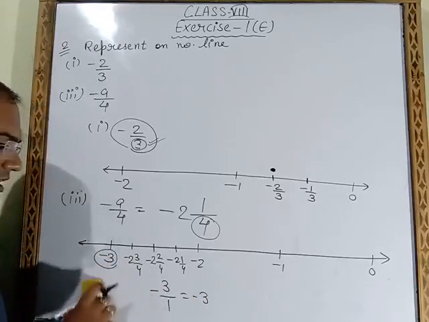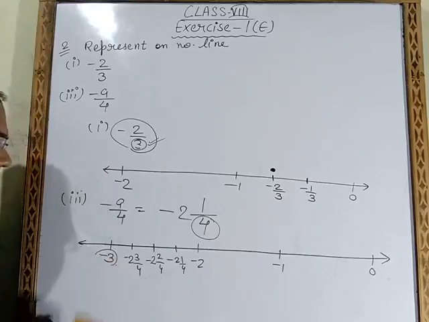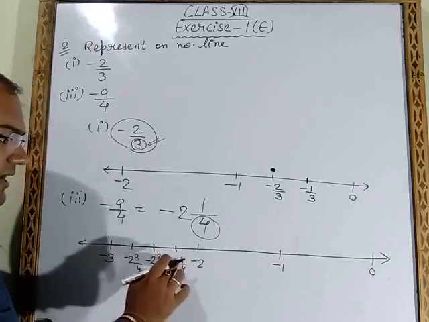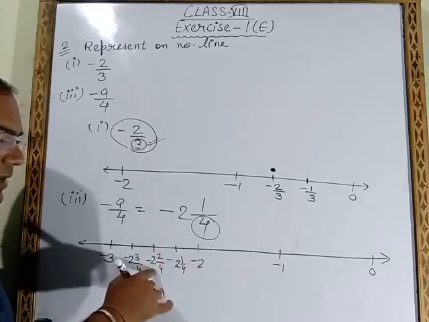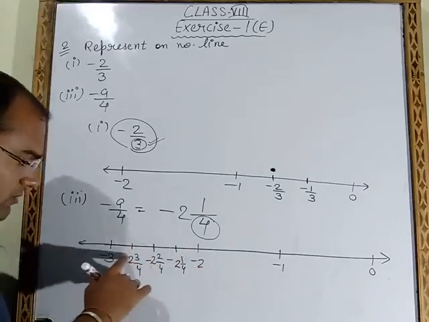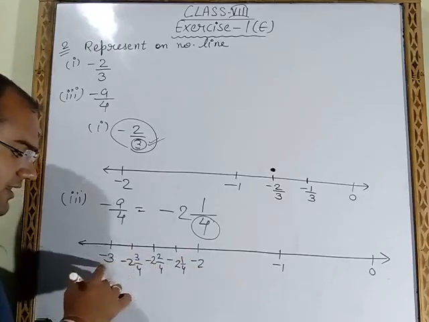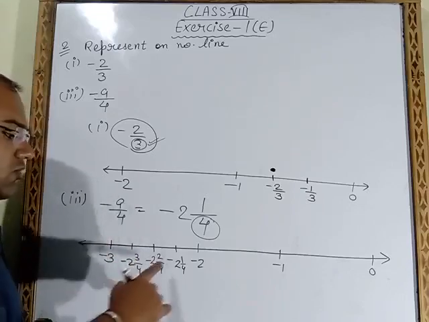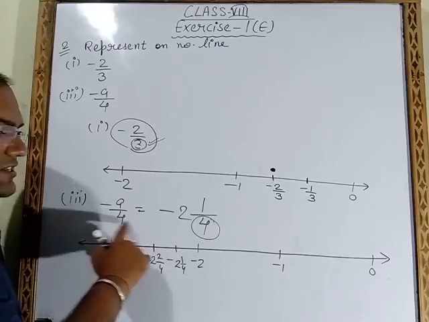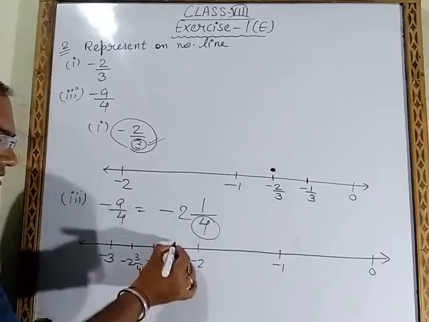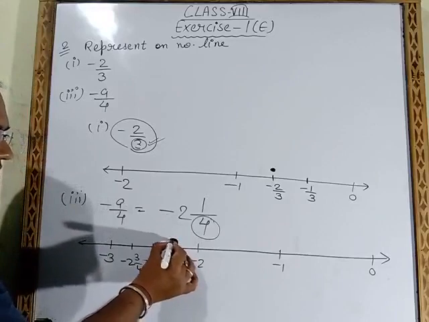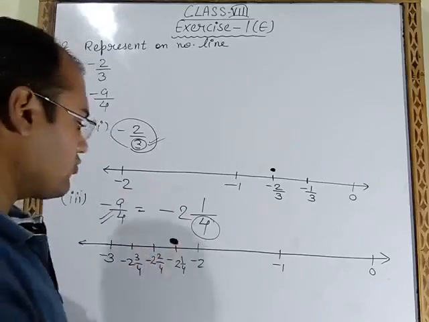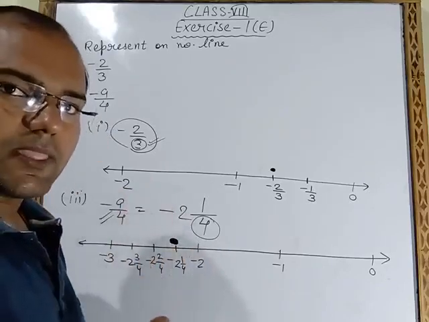So what you have to do here: minus 2, this is minus 2 whole 1 upon 4, minus 2 whole 2 upon 4, minus 2 whole 3 upon 4, and this is minus 2 whole 4 upon 4, and that will be minus 3 only. So we have to show minus 9 upon 4, and minus 9 upon 4 is minus 2 whole 1 upon 4. That means this number is minus 9 upon 4. Like this we have to do all the remaining parts of question number 2.